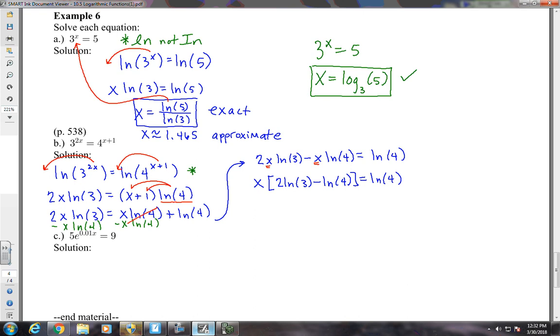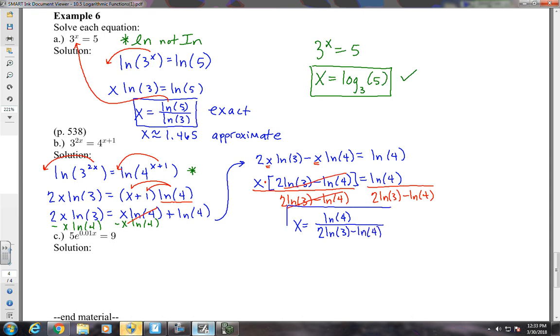So to finish this equation, I'm going to notice x is being multiplied by some number. So to undo that multiplication, I use division, which is the inverse of multiplication, and I'm able to isolate x. So dividing both sides by this number, it's just a constant, looks like a big complicated number, we end up with x equals natural log of 4 divided by 2 natural log of 3 minus natural log of 4. May not be pretty, but it is exact.